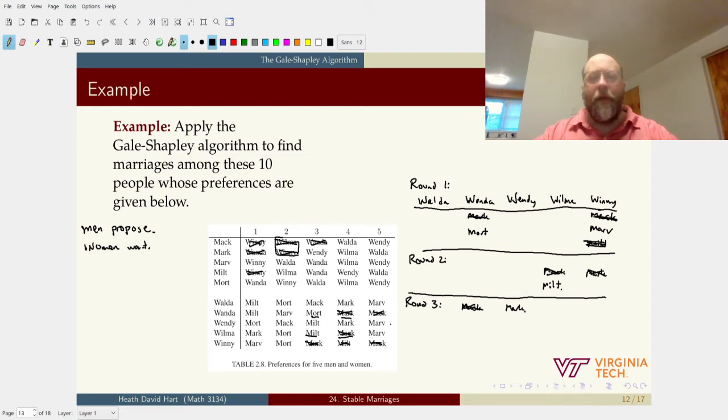Okay. So we go to a fourth round. And this time Mac asks Walda, who's been sitting over here and nobody has proposed to her yet. And so Walda doesn't have any better offers, and so she says maybe to Mac, but nobody is left in the stag pool now. And so all of these matches get finalized. Mac gets paired up with Walda. Mort gets matched up with Wanda.